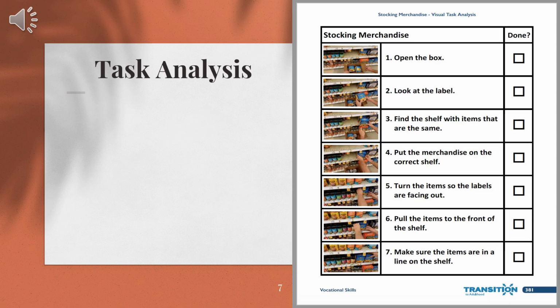Now let's look at an already completed task analysis. On the right side, we have a task analysis for stocking merchandise. Step 1, open the box. Step 2, look at the label. Step 3, find the shelf with items that are the same. Step 4, put the merchandise on the correct shelf. Step 5, turn the items so the labels are facing out. Step 6, pull the items to the front of the shelf. And step 7 is make sure the items are in line on the shelf.